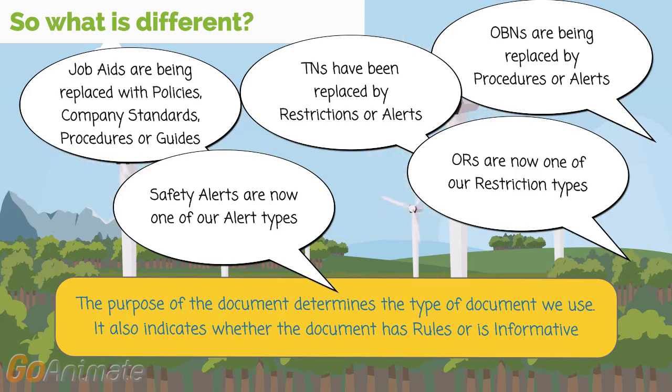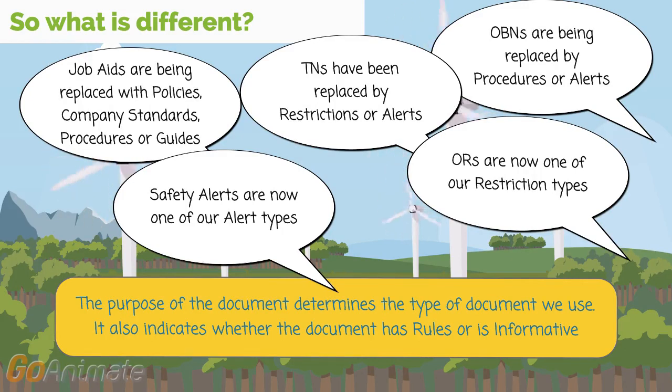Technical notifications, or TNs, have been replaced by restrictions if they're restricting the use of an acid, chemical or material, or alerts if they contain urgent information but no rules. Operations briefing notes, or OBNs, are being replaced by procedures if they contain rules about how we do a task, or alerts if they contain urgent information but no rules. Safety alerts are now one of the types of alerts you will see, while operations restrictions, or ORs, are one of the types of restrictions you will see.